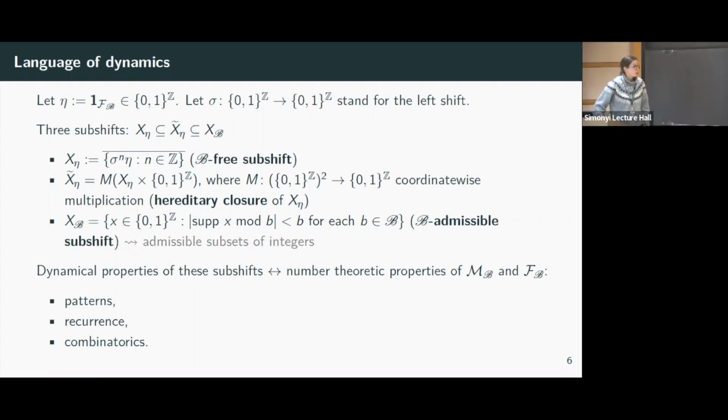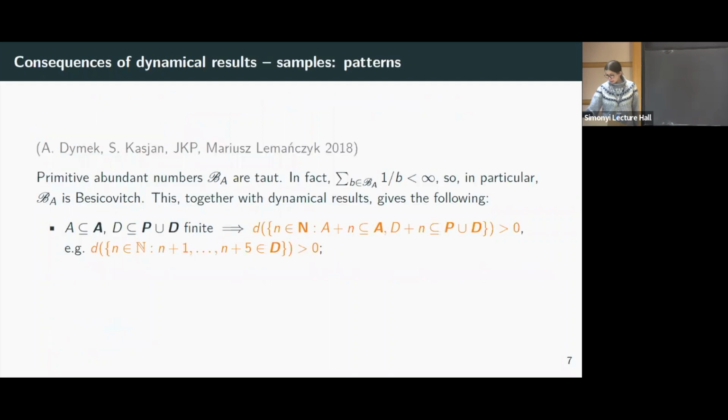And dynamical properties of these 3 subshifts turn out to be related to number theoretic properties of the set of multiples and B-free sets. So we have found 3 main directions in which it can go. There are patterns, recurrence, and combinatorics. So let me tell you a little bit about patterns, what kind of applications you can get once you do hard work in dynamics.